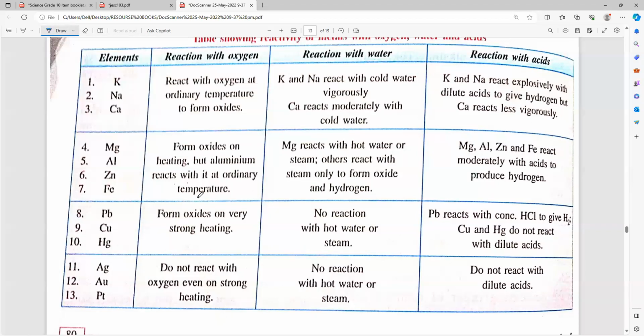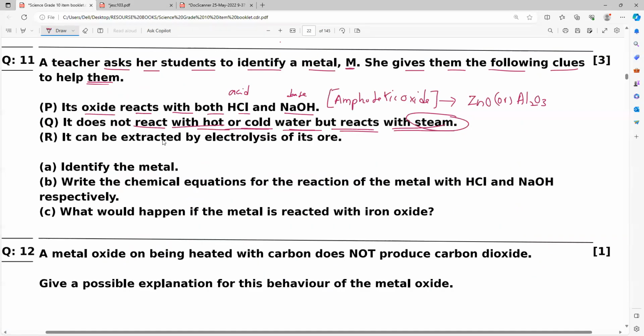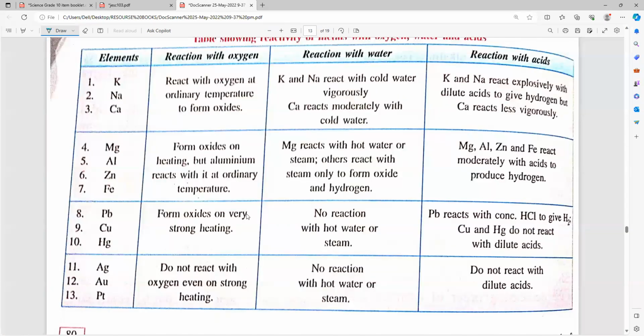So now you can verify it here. Reaction with the water. What is the question they're asking? It does not react with hot or cold water, but it will react with steam. So here, who is reacting with the steam? Everybody, verify it.